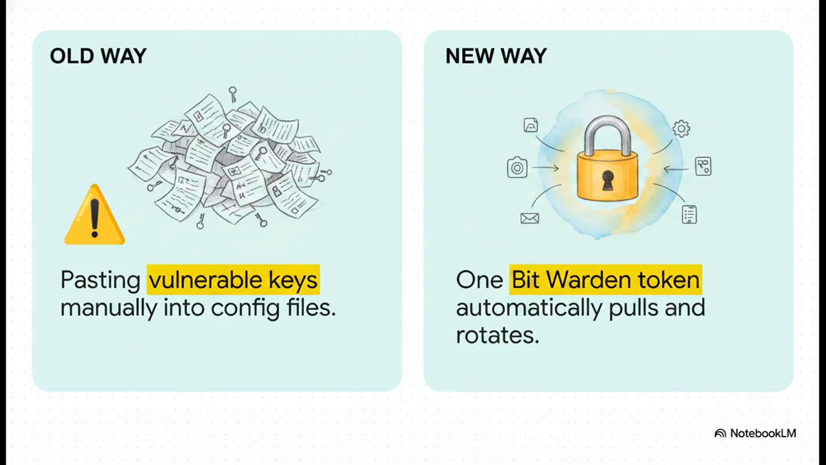Well, the new way is brilliant. You literally just provide Hermes with one single Bitwarden token. That is the whole shebang. Hermes will automatically pull every credential it needs straight from your Bitwarden Secrets Manager. Rotate a key in Bitwarden, Hermes updates it on the fly. It is a true set-it-and-forget-it automated security setup.